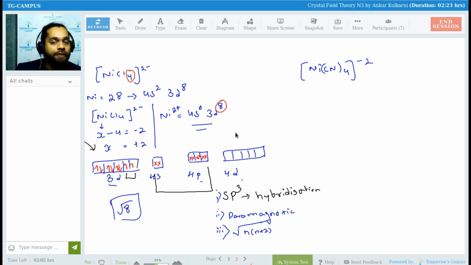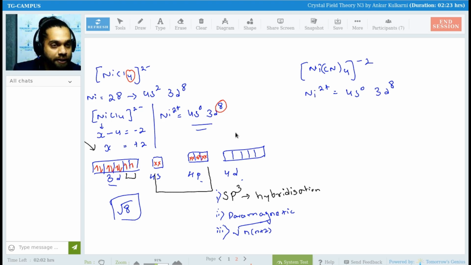Okay. Now everyone, come on. Let us do this again. So what is the oxidation state? Everything is same over here. Ni2 plus. Yes, Ni2 plus will be 4s0, 3d8. But I am showing you now what is the difference between a strong field and a weak field ligand.